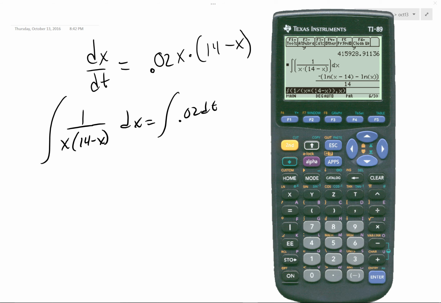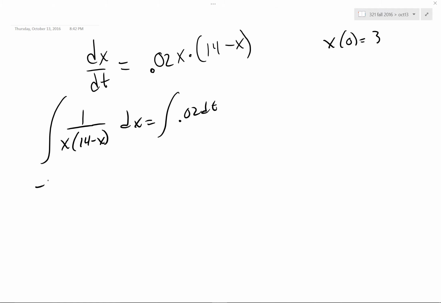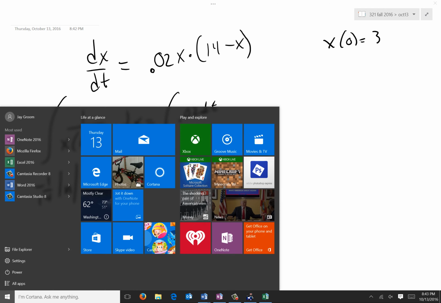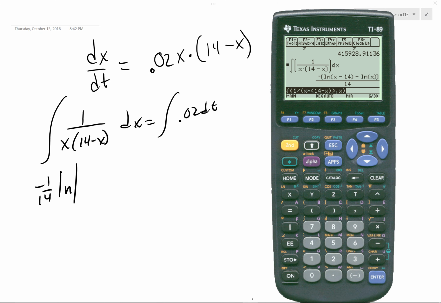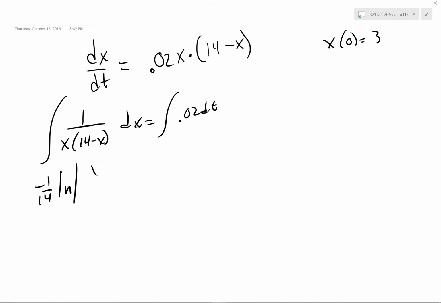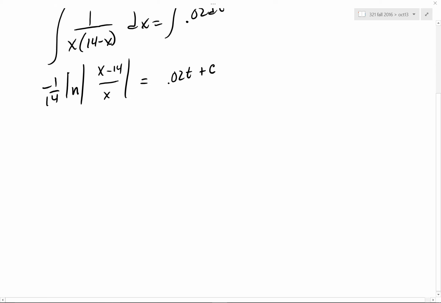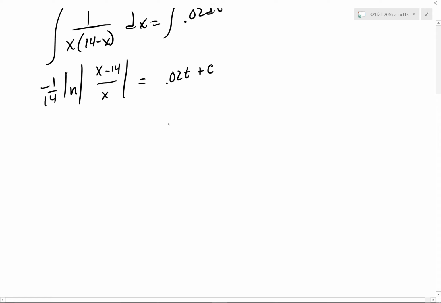And so I end up with that thing. Now, if you recall, that's really just negative 1/14. And then I see a subtraction of logarithms, so I know that's just division. And so the x goes on the bottom, so it's the ln of x minus 14 over x is equal to 0.02 t plus a constant. If you multiply by 14 to both sides, you will get negative 14. You get negative 0.28 t plus a constant. Don't sweat that constant, because it's a different constant now, but it's still a constant, and it'll all come out in the wash when you're done. When you exponentiate, you get this mess.